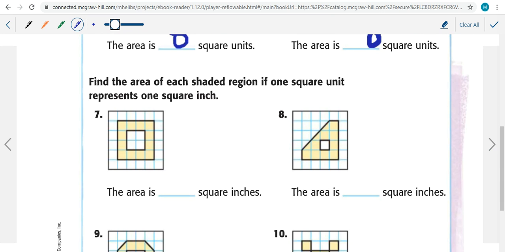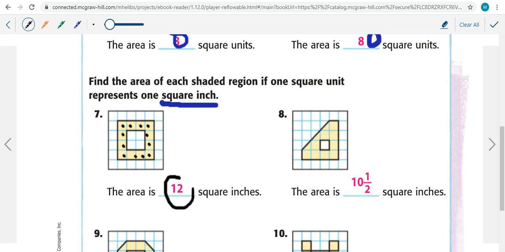Find the area of each shaded region in 1 square if 1 square unit represents 1 square inch. Now, the first thing is to count the wholes. Vamos a contar los enteros. 1, 2, 3, 4, 5, 6, 7, 8, 9, 10, 11, and 12. The answer is 12 square inches.